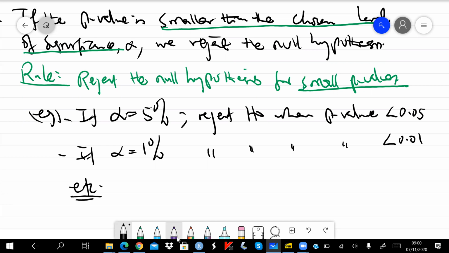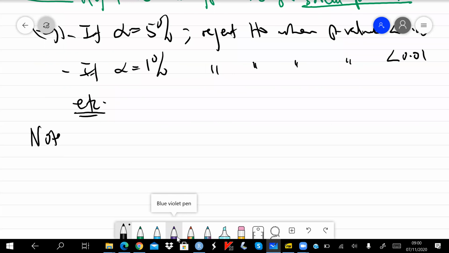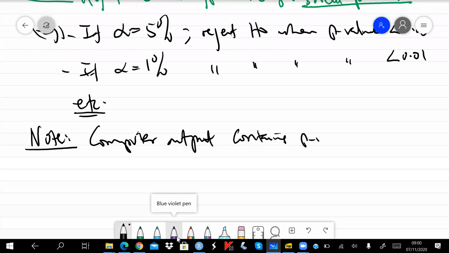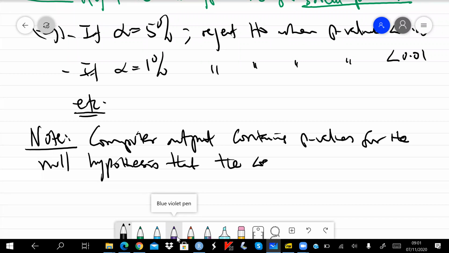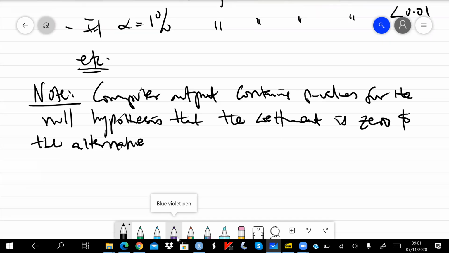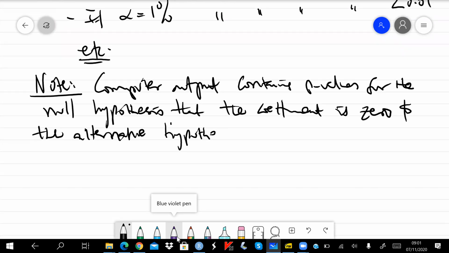So let's consider, no, before we do that, let's note that when you're using the computer generated output, you have to be cautious. So we say that computer output contains p-values for the null hypothesis that the coefficient is 0 and the alternative hypothesis that it differs from 0. So it's good to be careful about that.